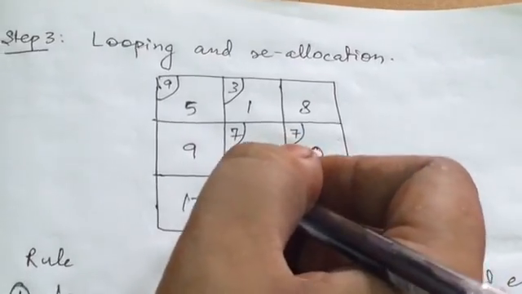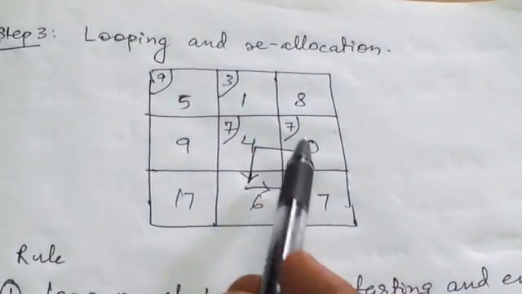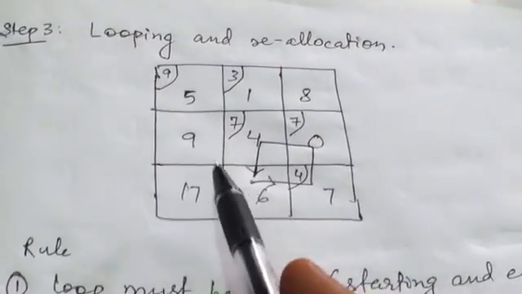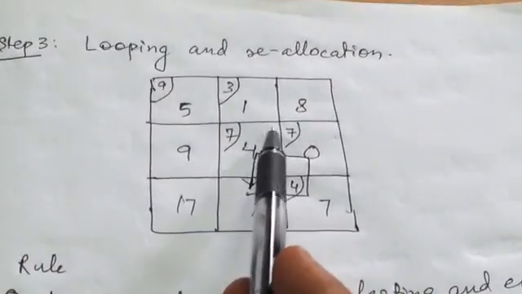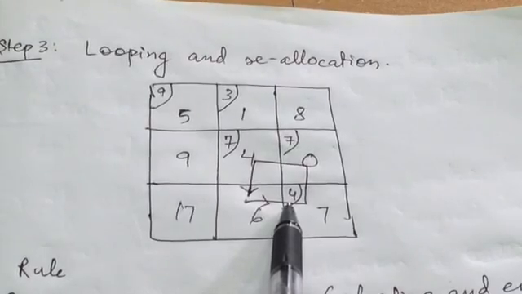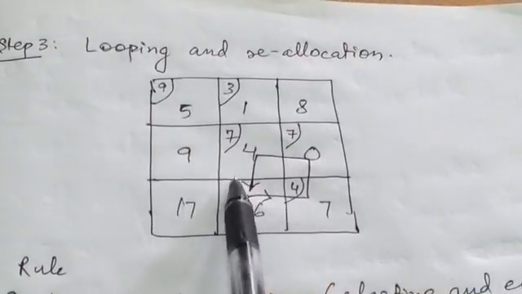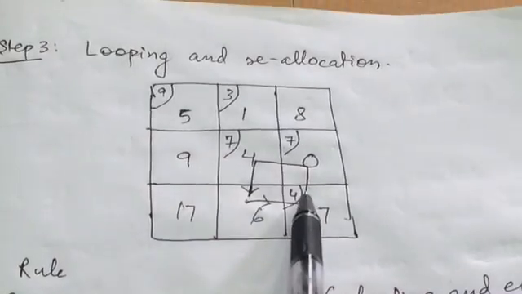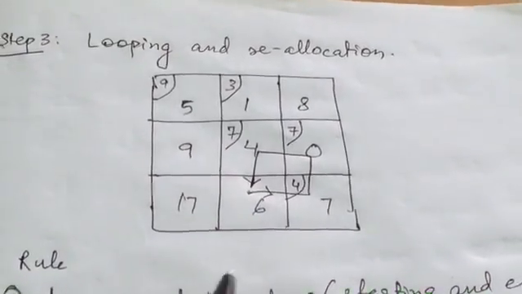Now we have to find the allocated values. Here it is 7, and this is 4. We have to choose the smallest one, and the smallest one is 4. From 7 and 4, the smallest value is 4.